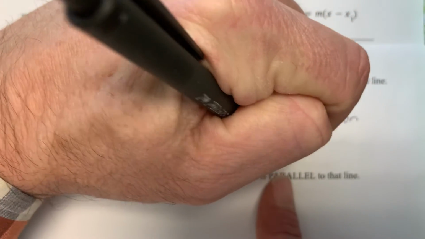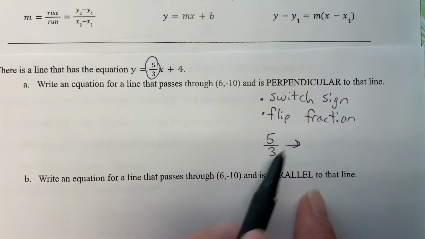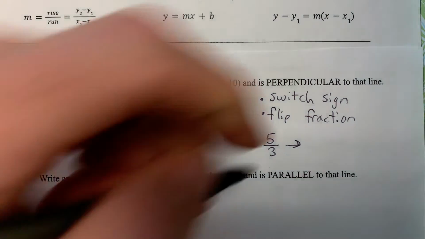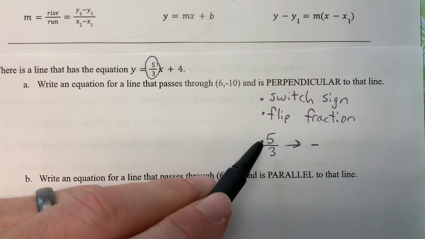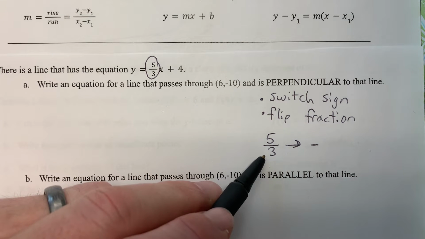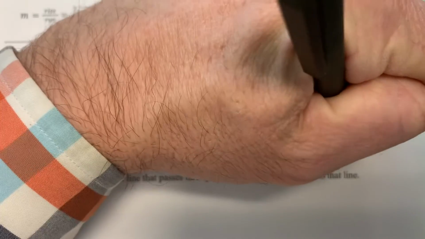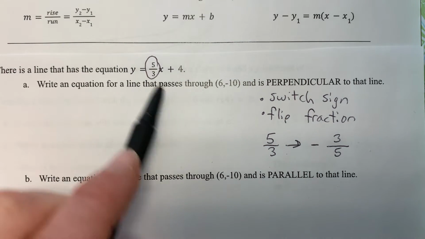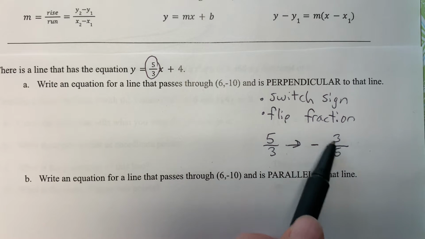So if we wanted to take 5/3 and make those two changes, then we would first have to switch the sign. So this one right here is positive. So if we switched the sign, we'd have to give it a negative sign. Okay, so we've switched the sign. This one's positive, our new one will be negative. And then we have to flip the fraction. So instead of having the 5 on the top, we'll put the 5 on the bottom. And instead of putting the 3 on the bottom, we'll put the 3 on the top. So 3/5. So if our original equation had a slope of 5/3, and if we want it to be perpendicular, our new slope will have to be negative 3/5, okay?